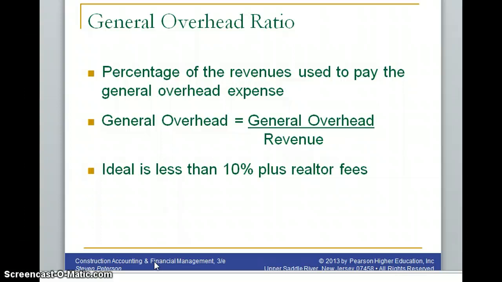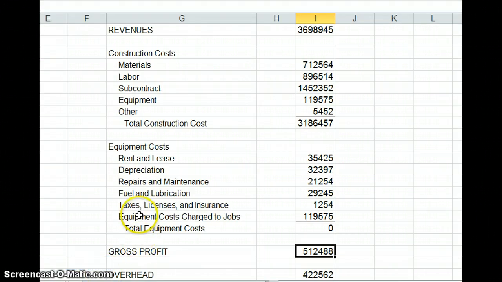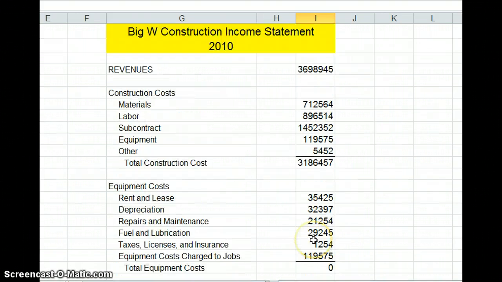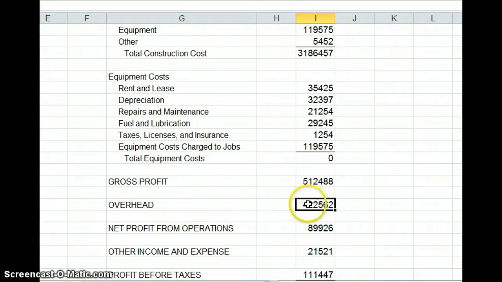Ideally, a company should be operating with no more than a 10% overhead. If you recall, the overhead is calculated based on information that's gathered on the income statement. And when we're talking about overhead, this refers to the company overhead. These are the administrative expenses that are incurred by the company for salaries, rent or mortgage payments, insurance, and utilities that would be paid by the main or general office.